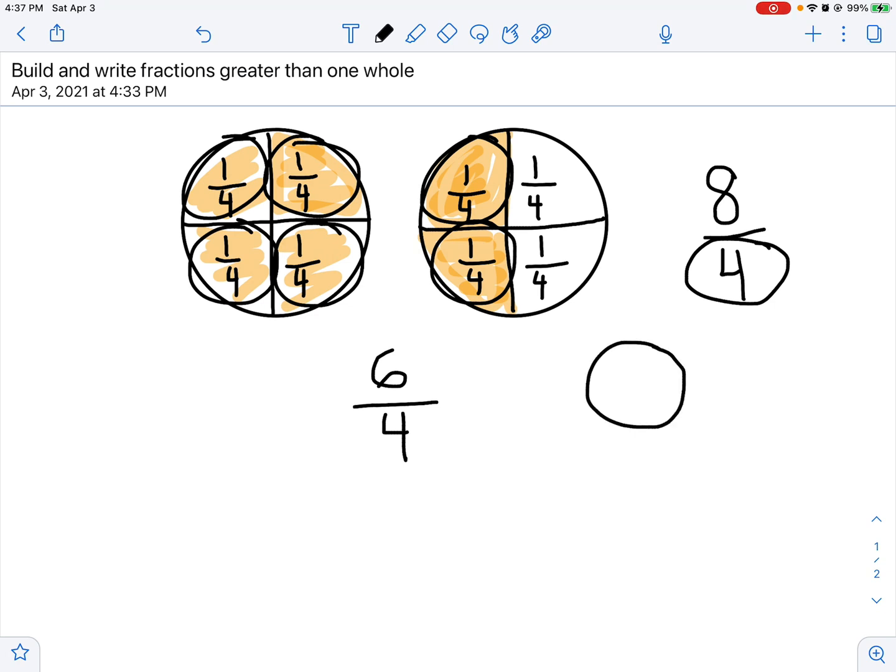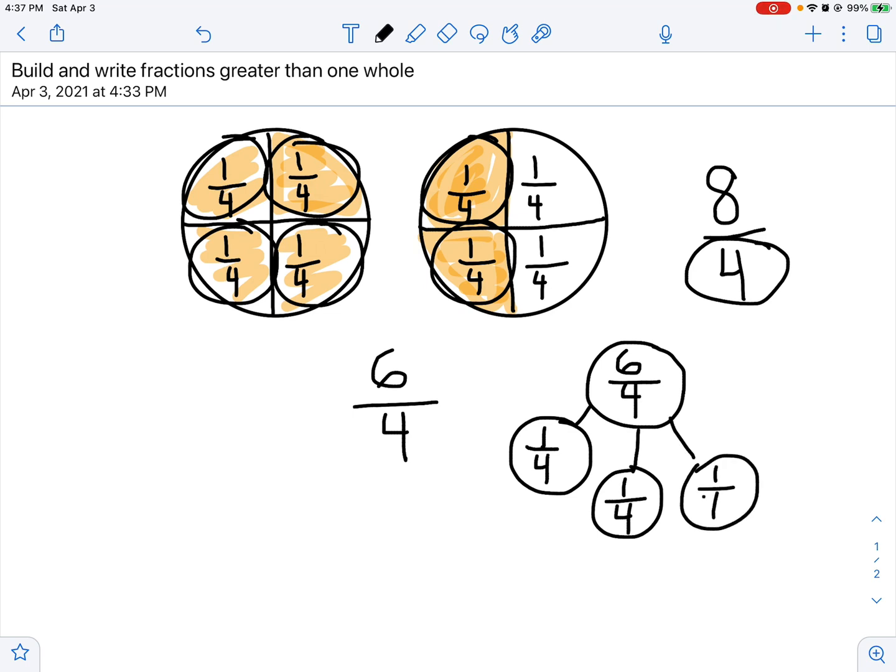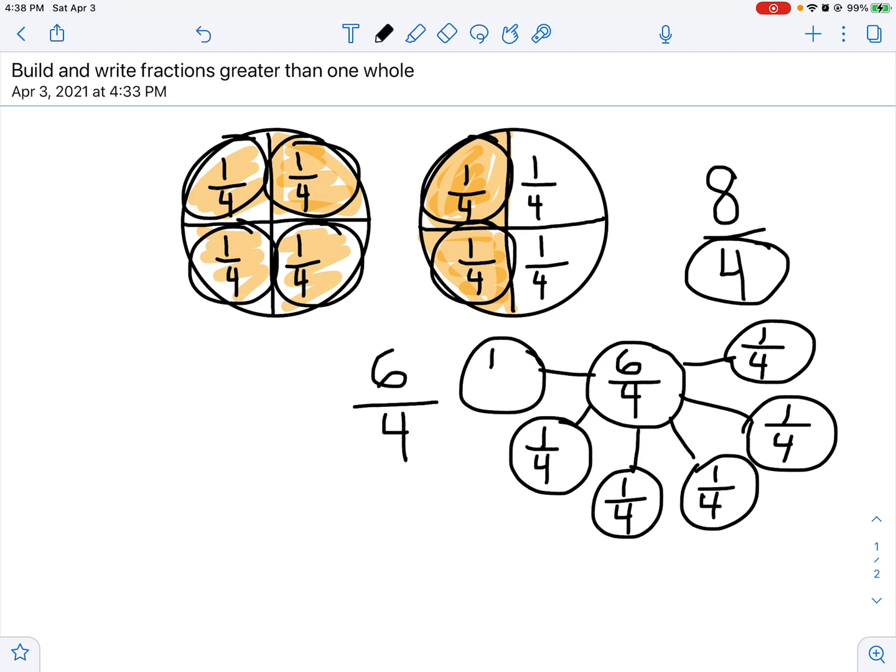I could represent that in a number bond like this. 6 fourths is the same thing as 1/4 and 1/4 and 1/4 and 1/4 and 1/4 and 1/4 because I have 1, 2, 3, 4, 5, 6 fourths because each orange was broken into 4 pieces. Let's take a look at another one where it's not a circle.